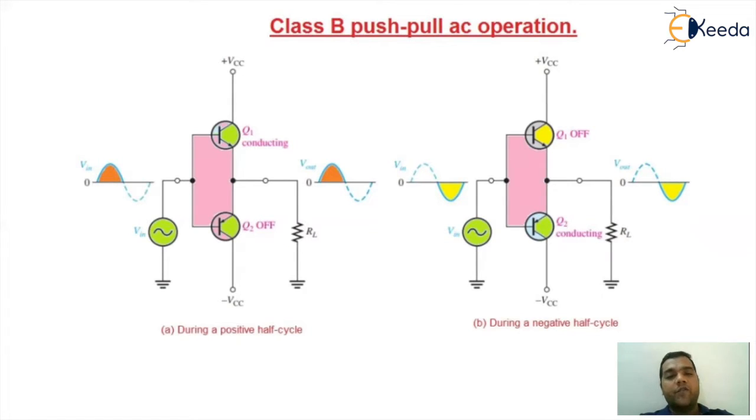So overall effect, if you see, the effect of amplification is basically the contribution of two independent operations, in the first half cycle by the Q1 transistor and in the second half cycle by the Q2 transistor.